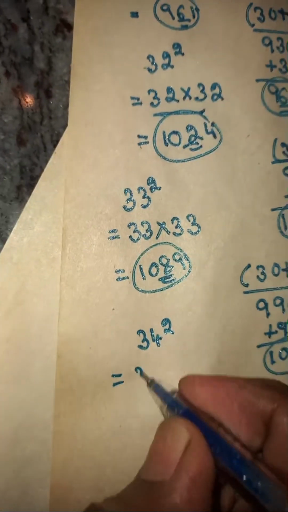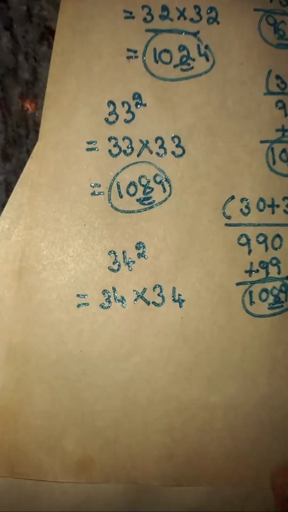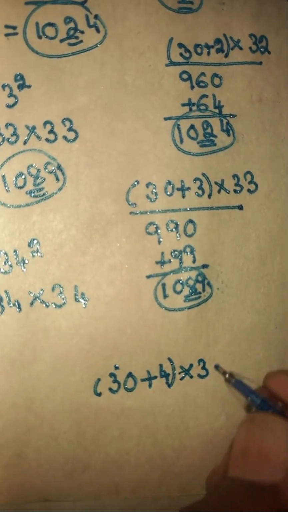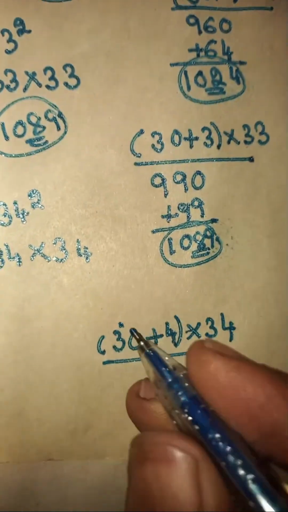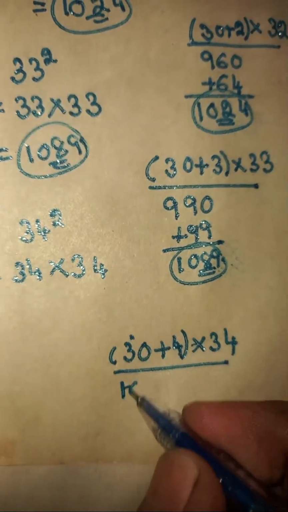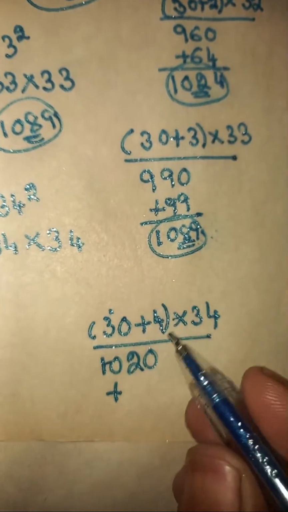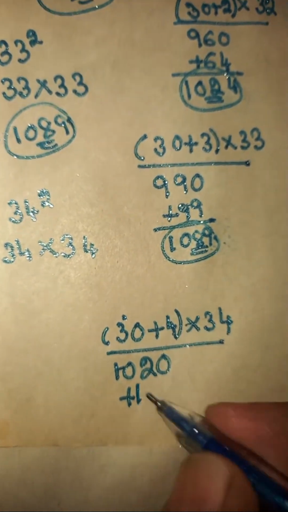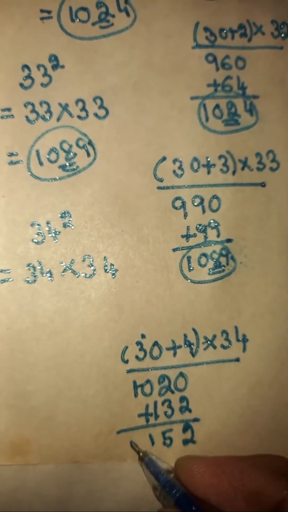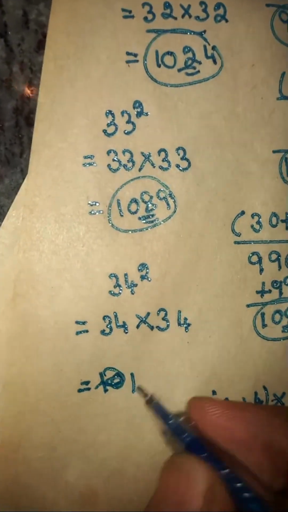Let's write what is 34 square. 34 square is equal to 34 times 34. Now you can write it as 30 plus 4 times 34. You're going to get 34 times 3, which is 90 plus 4 times 3 is 12, that is 102 and a zero, 1020, plus 34 times 4, which is 120 plus 12, that is 132. That is going to become 1152. So this is completely equal to 1152.